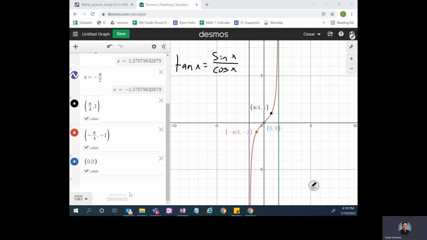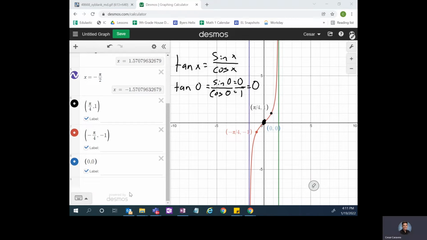Now let's say if we had tangent of 0, well, that just means sine of 0 is 0 over cosine of 0 is 1. You can use your unit circle to prove this, use a calculator. 0 divided by 1 is 0. So that is where this point on our graph comes from. You plug in 0, you get 0 as an output.